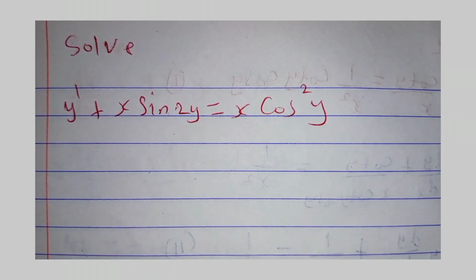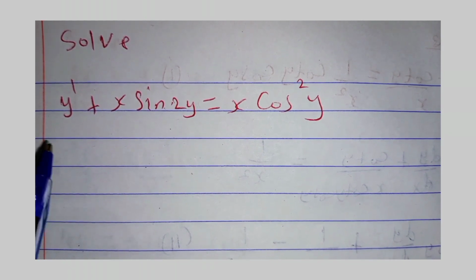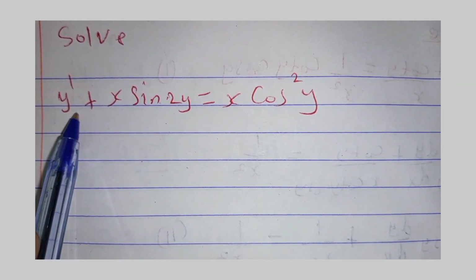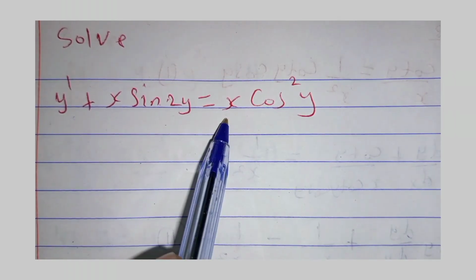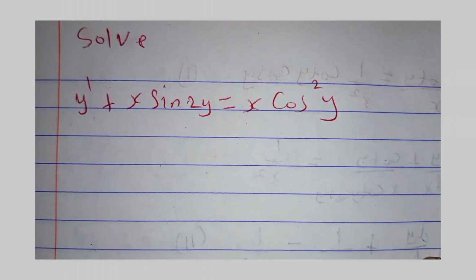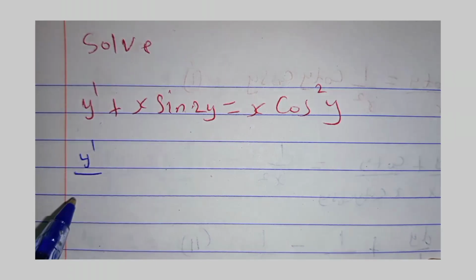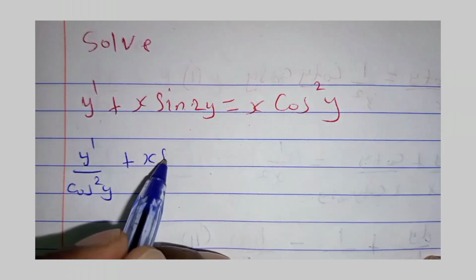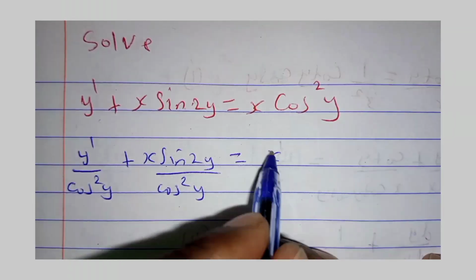Hi, welcome, and let us see how we can solve this nonlinear differential equation by first of all reducing it to linear. You are given dy over dx, which is represented as y prime plus x sine of 2y is equal to x cos squared of y. So the first thing, on the left hand side, we are going to divide with the cos squared of y to have y prime divided by cos squared of y plus x sine 2y over cos squared of y, which is equal to x.